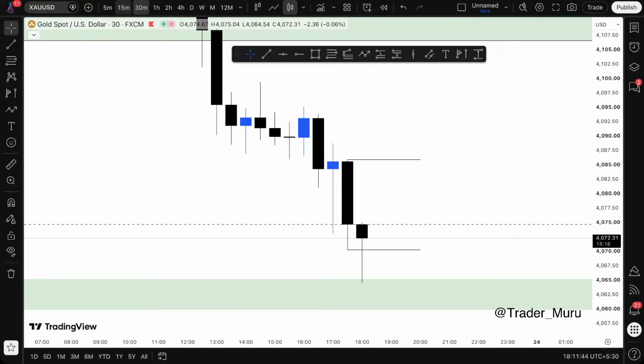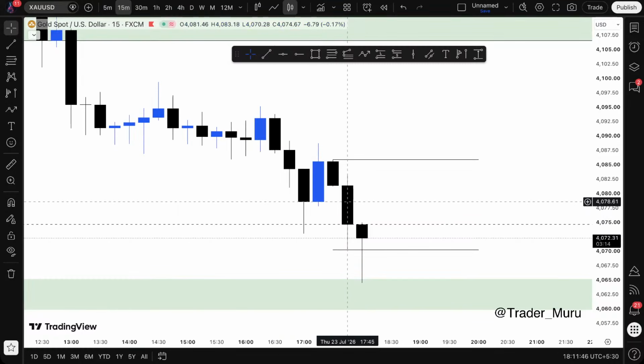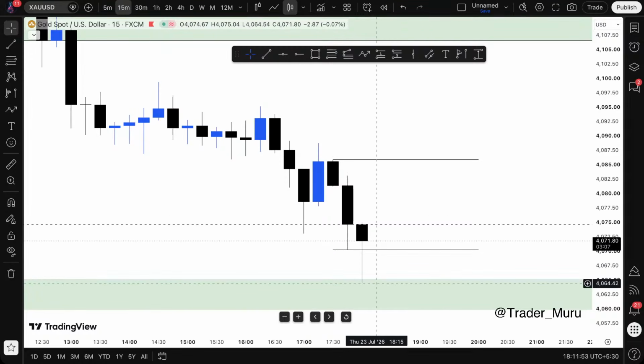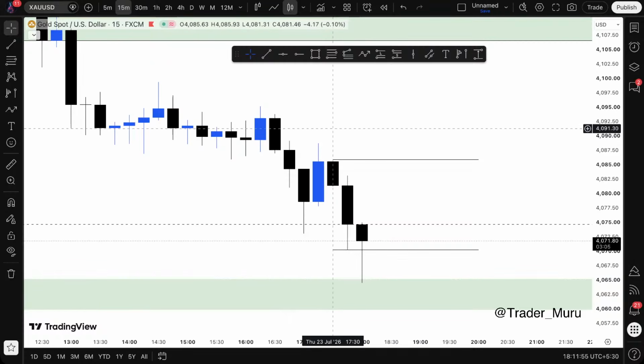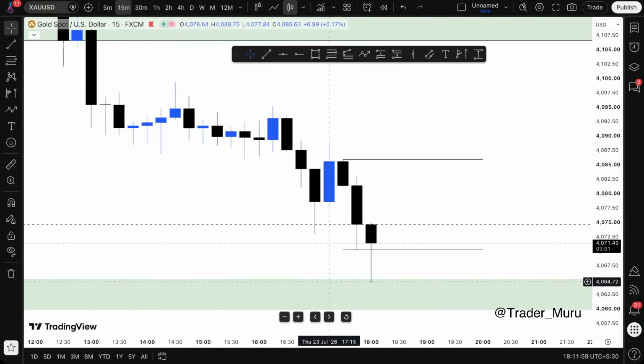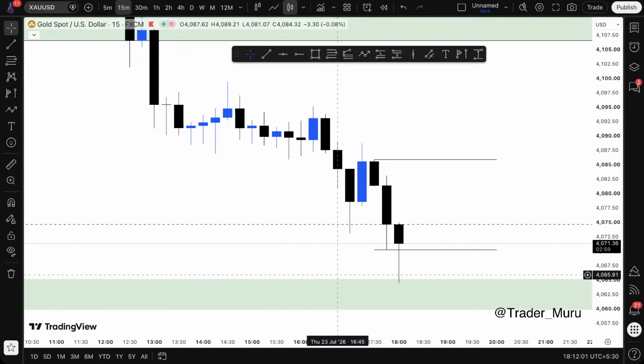What was our plan in 15 minutes? If this candle closes below this low, it will test 70 to 65. 65 target is done. On above, our target was 93. On below, our target was 70 to 65 area here.